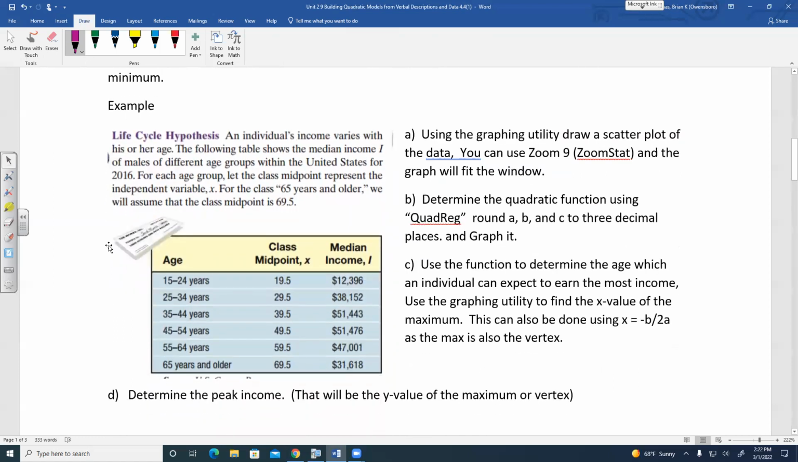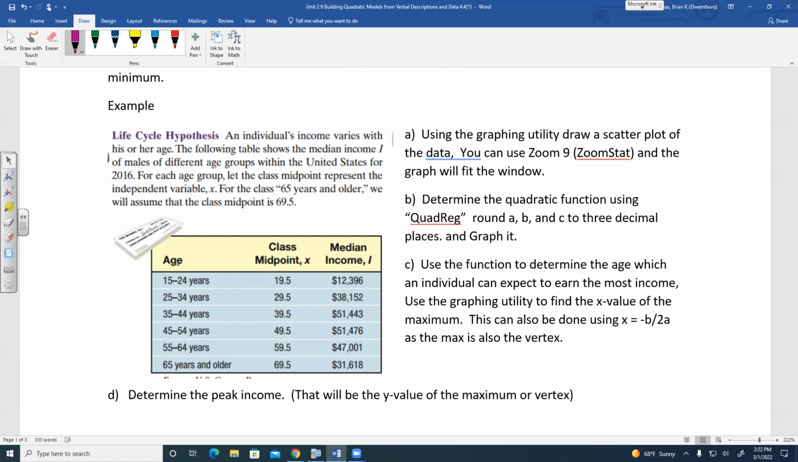So we have a life cycle hypothesis. So let's see what this one is. An individual's income varies with his or her age. The following table shows the median income of males of different age groups within the United States for 2016. For each group, let the class midpoint represent the independent variable, x. And for the class 65 years or older, we're going to assume the class midpoint was 69.5. So we're going to use that as some data points.